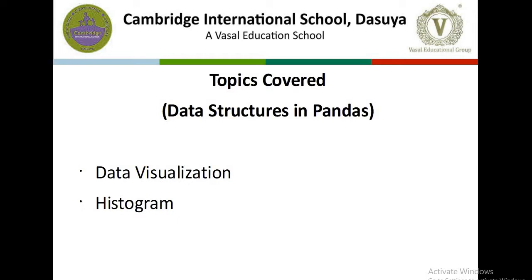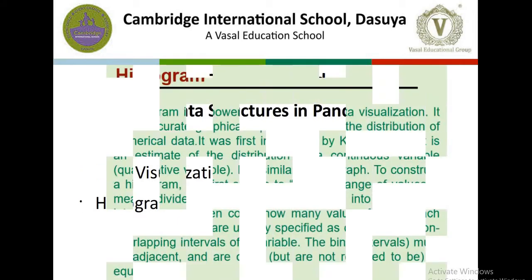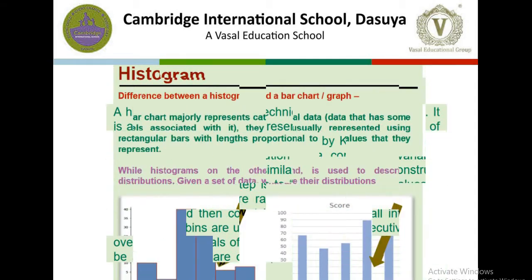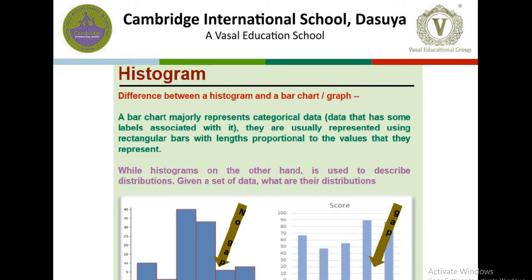We have earlier covered data visualization, and in that we focused on the last tool, that was histogram. Students, what is a histogram? Histogram is a powerful technique in data visualization. Its main aim is to represent the data in a graphical form of the distribution that we have. Like you see here, on the left hand side we have a histogram, and on the right hand side we have a bar chart.